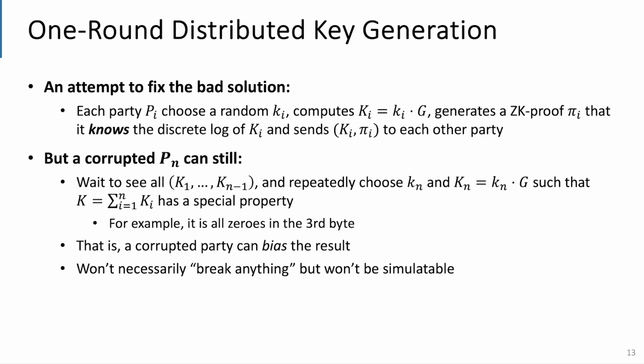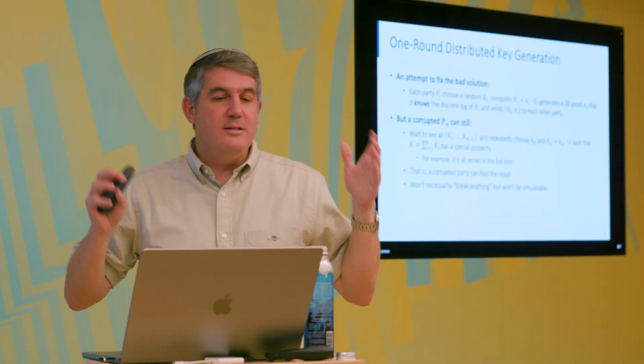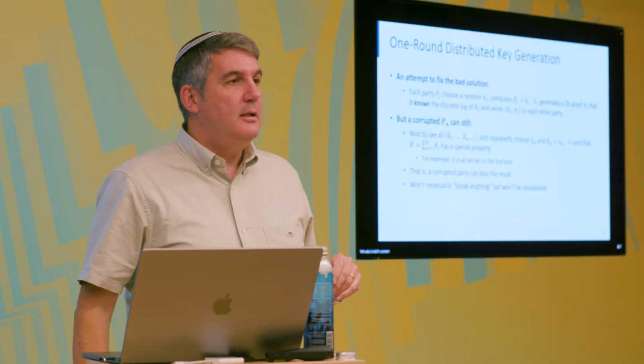But a corrupted Pn can still wait to see everybody else's public shares and can now choose multiple little Kns so that the sum of them all, the capital K, has some property. For example, the third byte is all zeros. Now, Rosario says that I can prove that Schnorr is okay even if you can do that sort of thing.